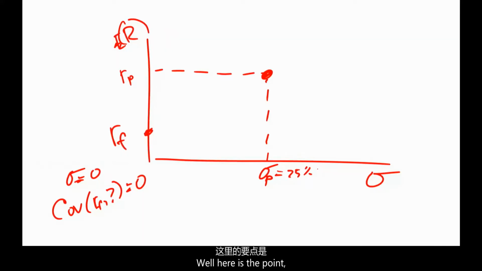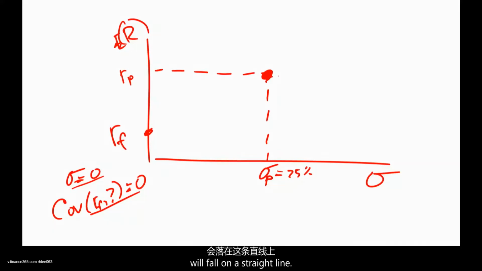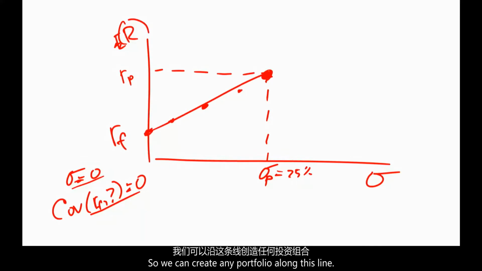Okay, well, here's the point. If we take any risky asset or any risky portfolio, and you combine it with the risk-free asset, well, the fact that the risk-free asset has 0 variance and 0 covariance with all other assets means that combinations of the risky asset or risky portfolio and the risk-free asset will fall on a straight line. So if we did 50-50, we would be here, right? If we did 25% in the portfolio and 75% in the risk-free asset, we'd be here. And if we reverse that, it would be here. So we can create any portfolio along this line.